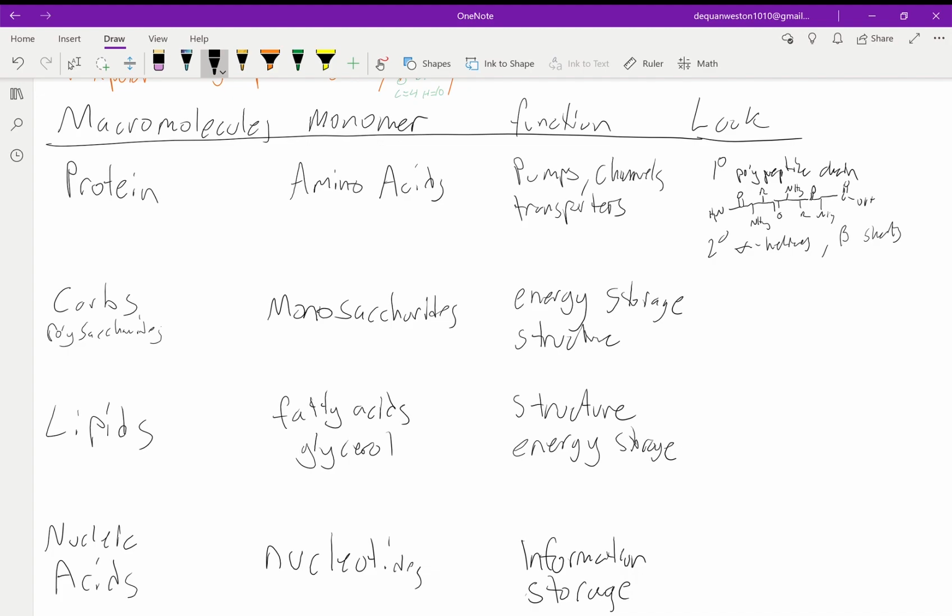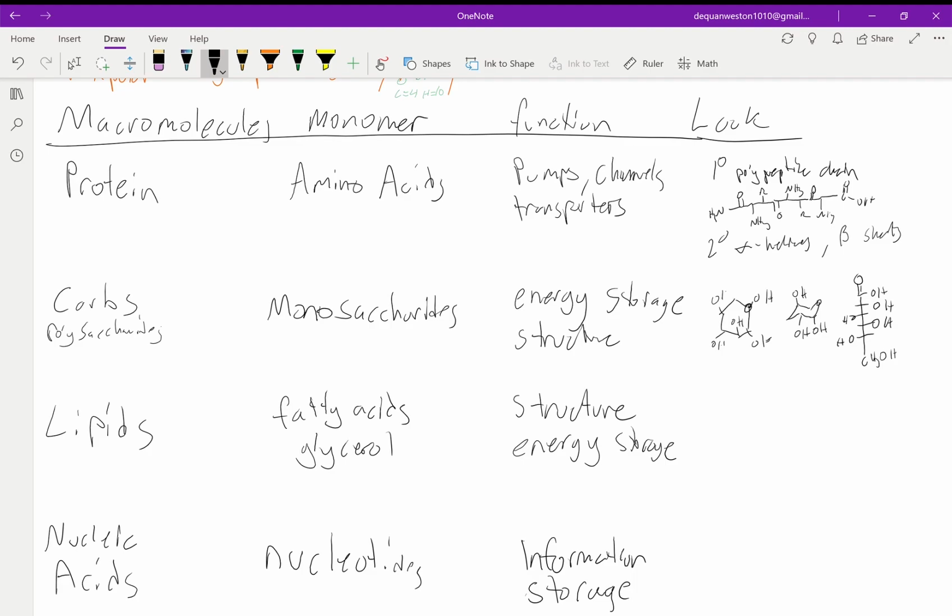So let's go to carbs. With your carbs, it could look like this. Remember there's going to be OHs all over these things. The main way to recognize these is by the OHs. You could also see it in something that looks like this. And this is called a chair formation. So it may look something like this. And you also might see something that looks like this.